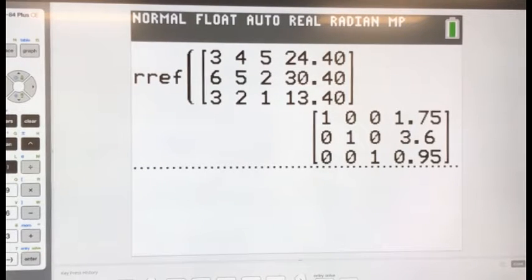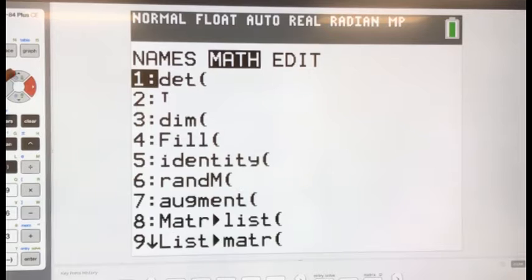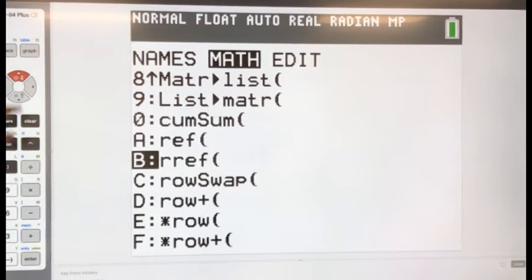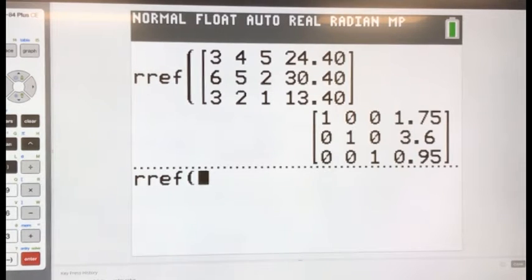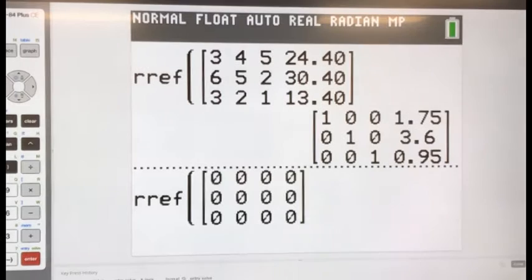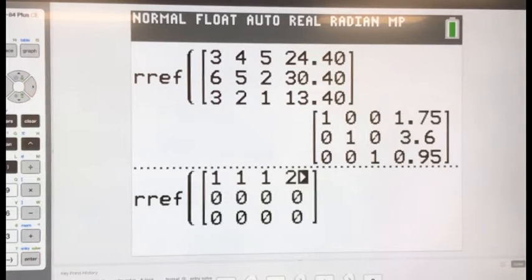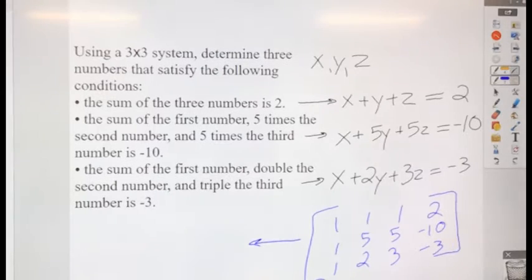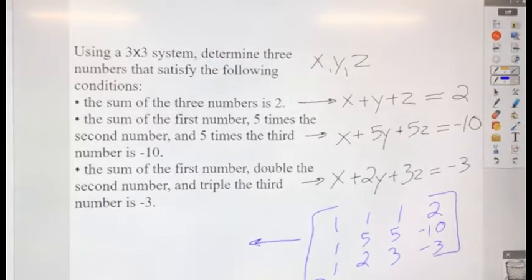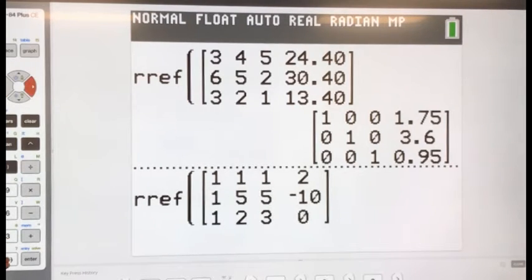So we go to second matrix, math, go to B, rref, plug in that matrix. Enter the first row, 1, 1, 1, 2, then 1, 5, 5. Remember, if you put in a negative, use the negative symbol right here: -10. Don't use subtraction, it'll give you an error message. And then 1, 2, 3, -3.